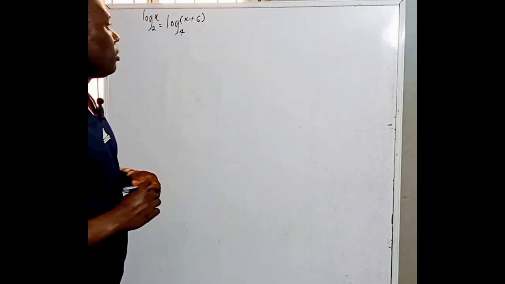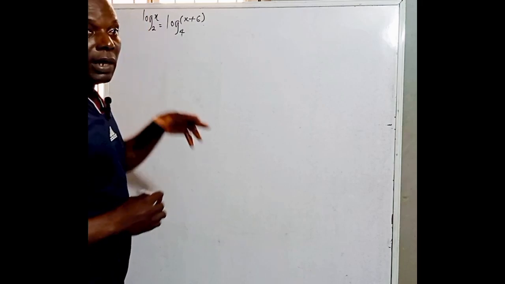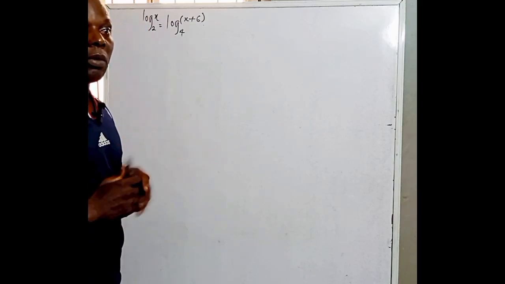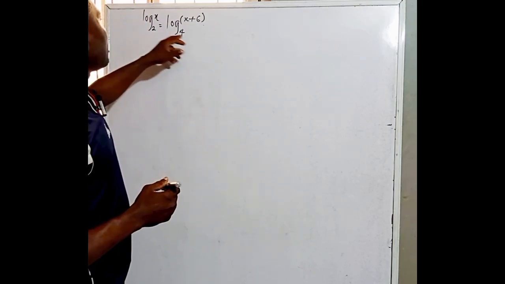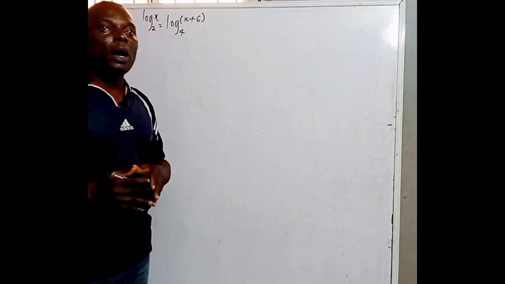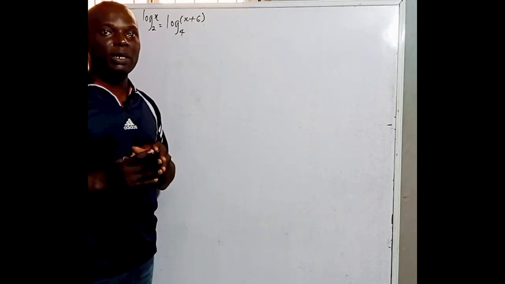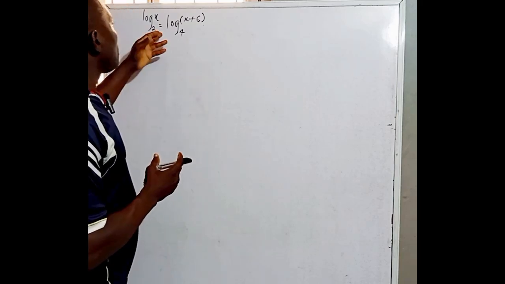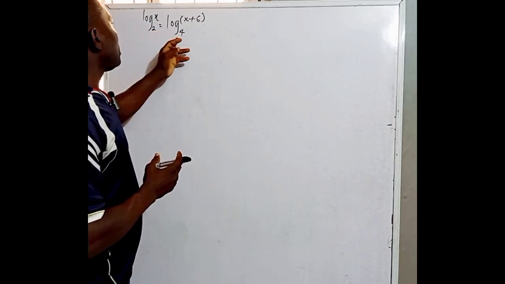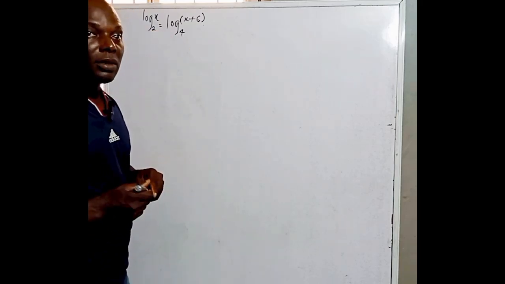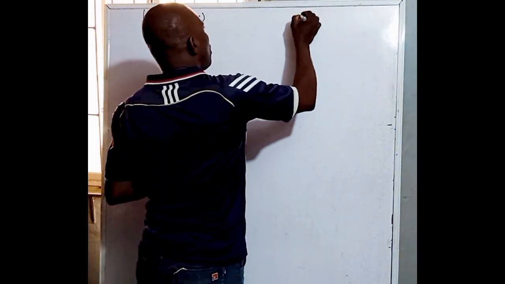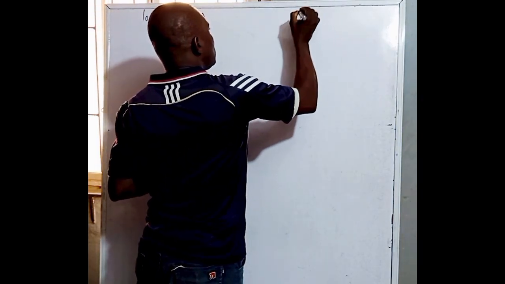Now, first of all, we will make use of different laws involving logarithms. One of them is that the bases here are not the same. If the bases are the same, we could have gone straight to evaluating this logarithm. But in that case, we need to change this base so that they will be of the same base. So first of all, one of the laws of logarithm has to do with change of base.